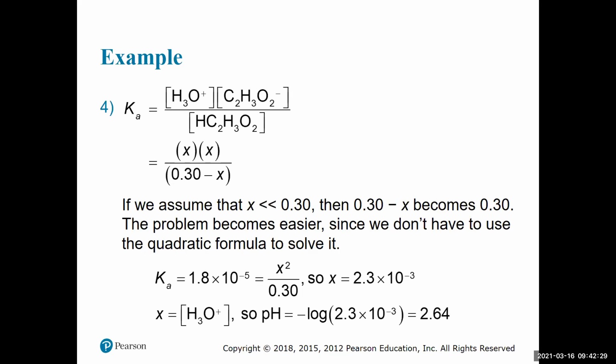So what we do is we're going to say this x compared to the 0.30 value is really, really small, so we're going to ignore it. Makes the math a heck of a lot easier, okay?